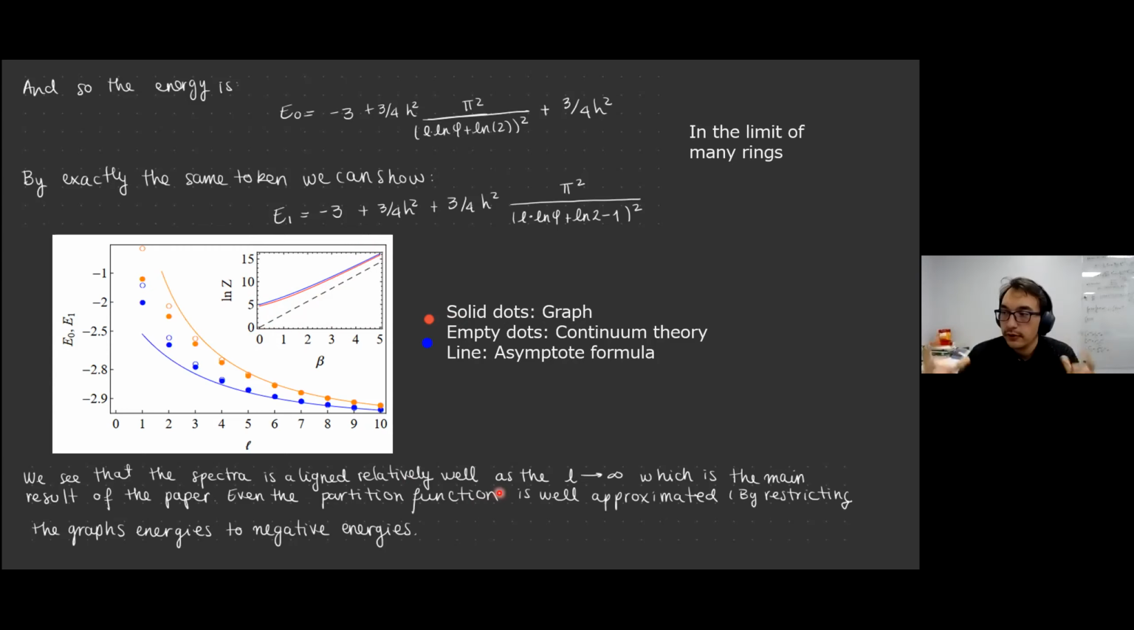Yes, number of rings. And how does the gap close? The gap is closing as L goes to infinity, right? How does it close? Does it close polynomially in the continuum? I'm a little bit confused as to what is the meaning of L in the continuum theory. I guess you're saying it's the radius, right? I see. Sorry, I see.